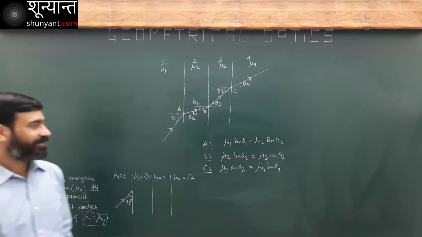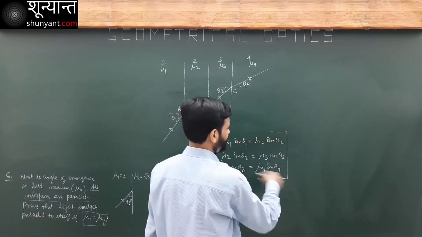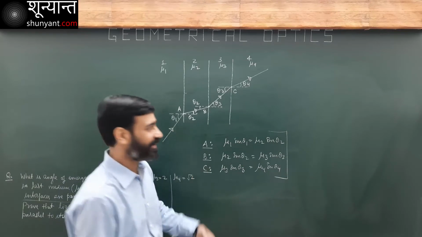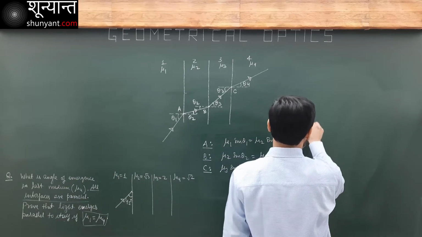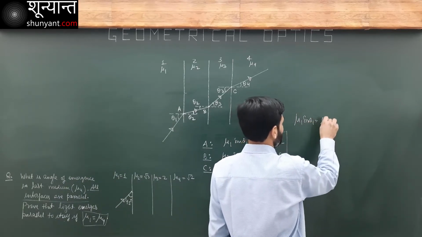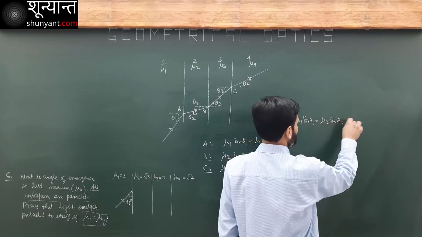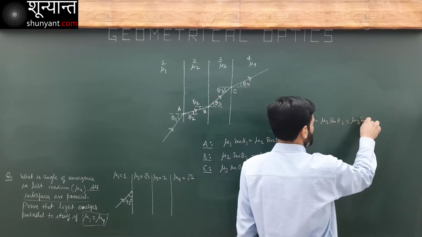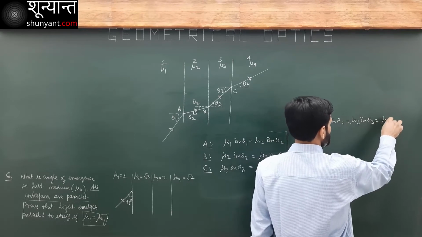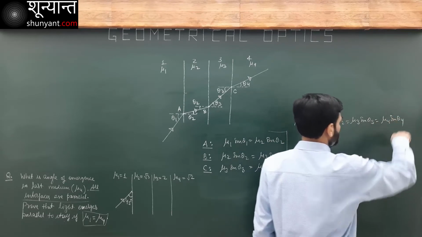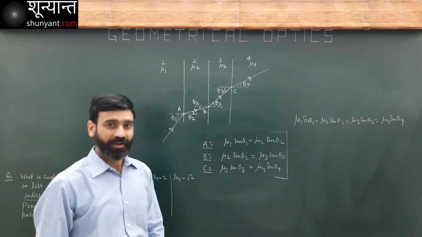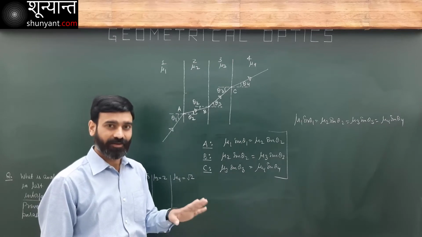Now, do you see the connection? When you combine all of them, what can you write? You can write like this: mu 1 sine theta 1 is mu 2 sine theta 2 is mu 3 sine theta 3 is mu 4 sine theta 4. Okay, pretty much clear, obvious.